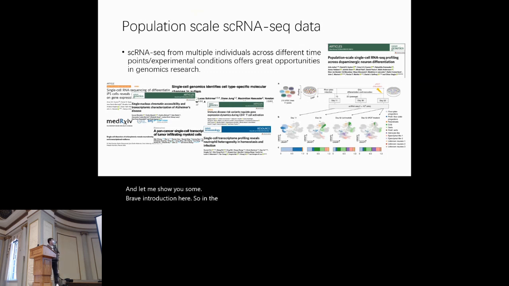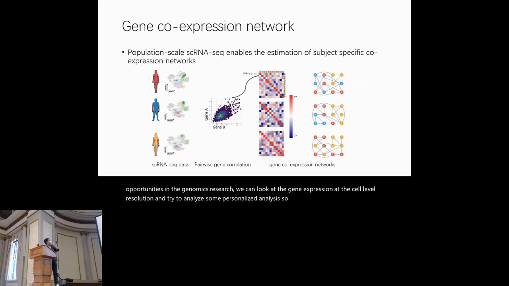In the past few years, single-cell RNA-seq from multiple individuals across different cell types and different experimental conditions offers great opportunities in genomics research. We can look at gene expression at cell-level resolution and try to do some personalized analysis. This data enables us to estimate subject-specific gene co-expression networks. For example, we have single-cell gene expression data from different individuals. We can estimate the pairwise gene correlations and thus construct gene co-expression networks.